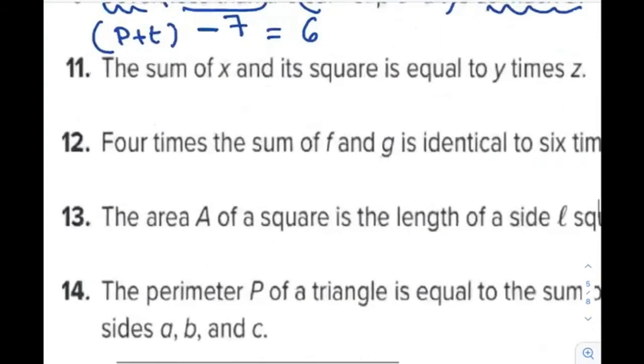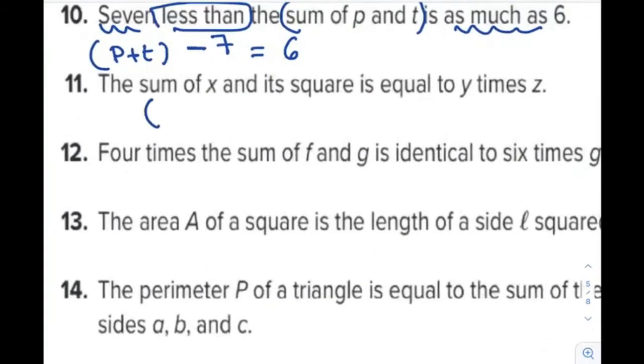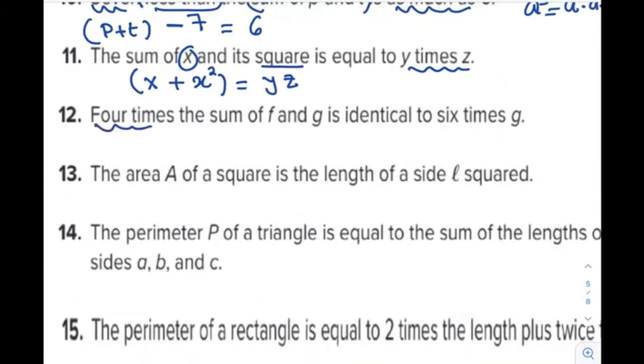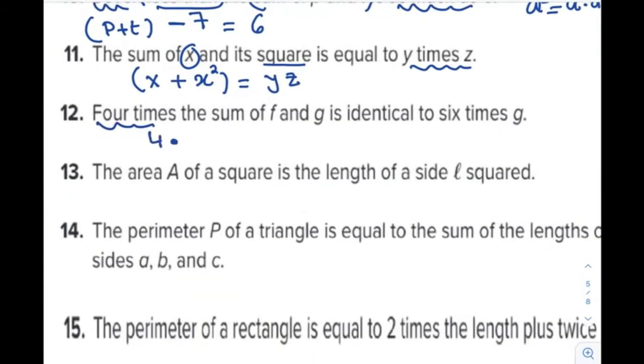Number 11, the sum of x and its square, so it's x to the power 2, is equal to y times z, so y times z. Number 12, 4 times, so 4 multiplied by, open a bracket, the sum of f and g, is identical to 6 times g, so 6 times g.